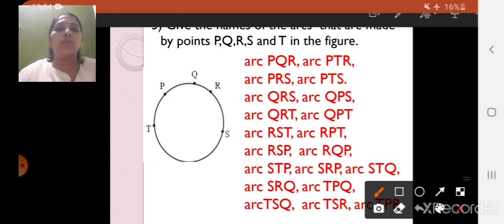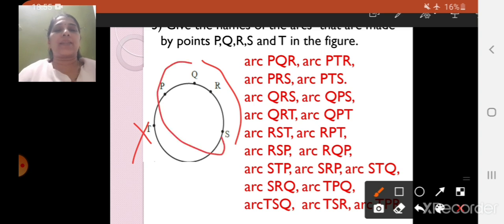So now we'll go to the point Q. Now in point Q, what will we do? We will take out this T. So what you will do? Arc QRS and arc QPS, because T is not there. So we are writing QRS and QPS.